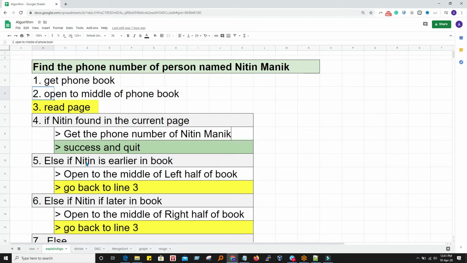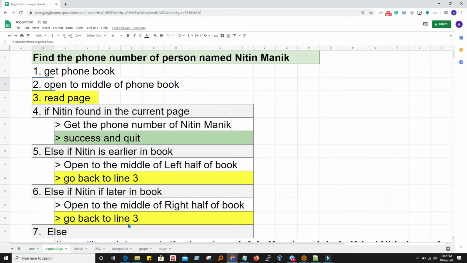Consider a situation where Nitin was not earlier in the book. Then obviously it would be later in the book. It would be on the right-hand side of the middle page that you have opened. Now again your right-hand side is a sub-problem, and you have to solve that problem in the same way as you solve the main problem. Again you go back to line number 3.